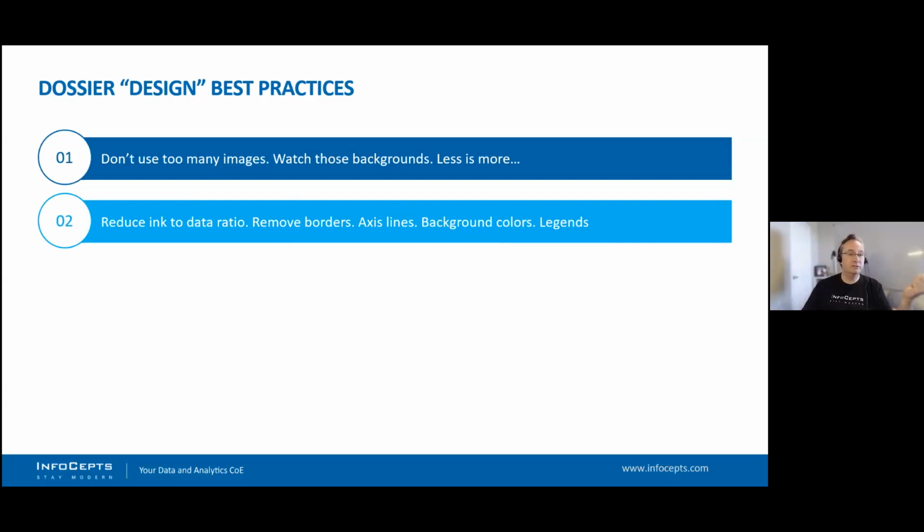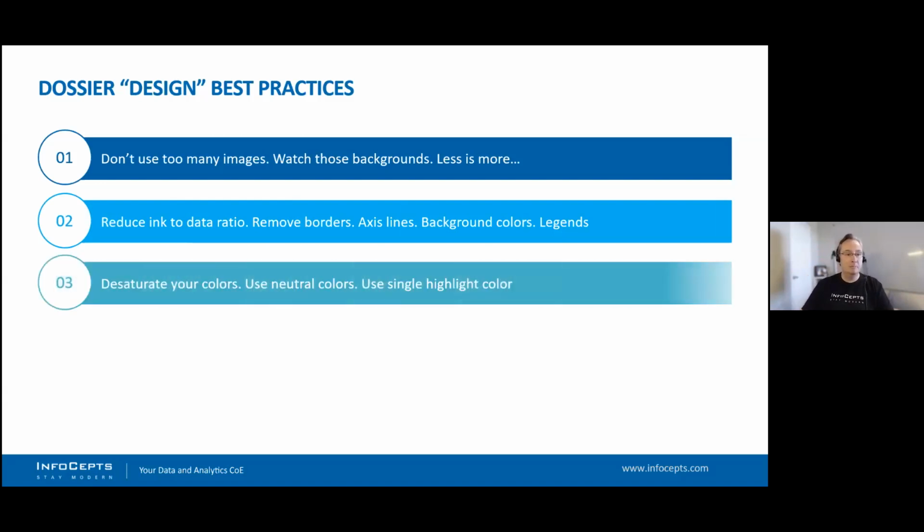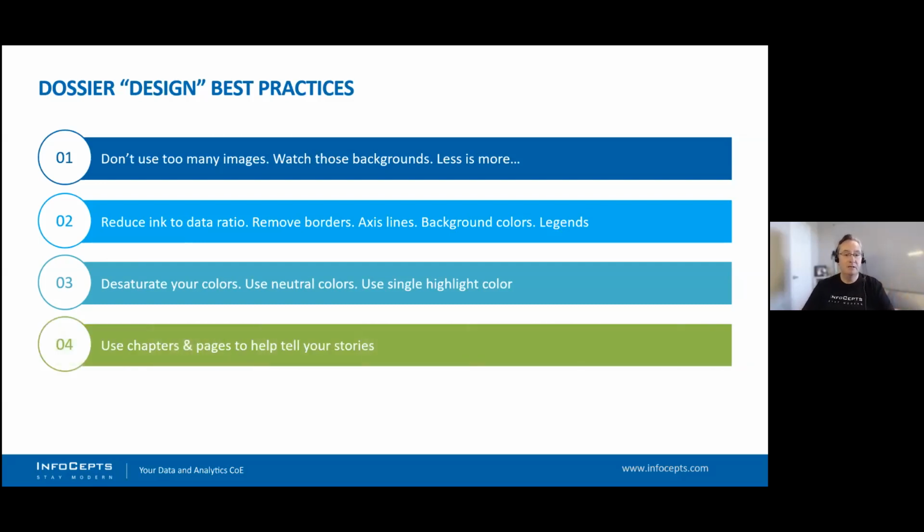We've talked through this: reduce your ink to data ratio, get rid of all those background colors, legends, axis lines, all those kind of things. We saw this too, desaturate your colors. I like to go for neutral gray colors and then use a highlight color to show my message. That's just been a proven great design practice to follow.